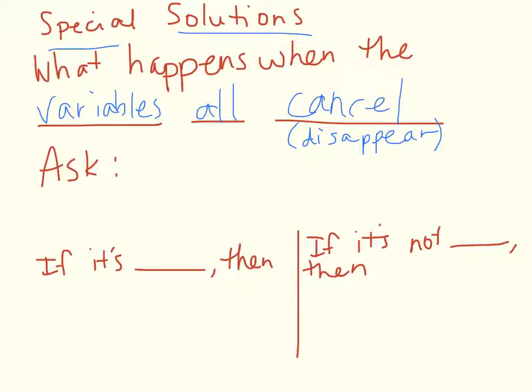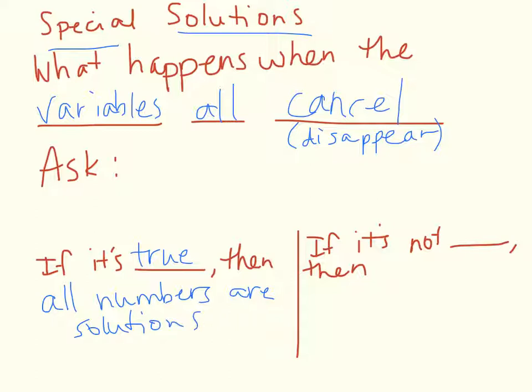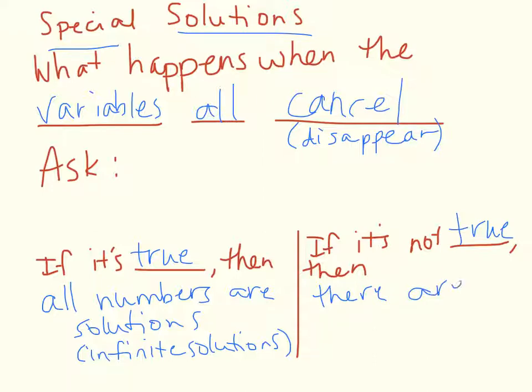Then what I'm going to do is look at what I have left, and I'm going to say, if it's true, then all numbers are solutions. Or I can say that there are infinite solutions. Anything can be the solution to that equation. If it's not true, then there are no solutions. There's nothing that that variable can be that will make it true. So I just write no solution.